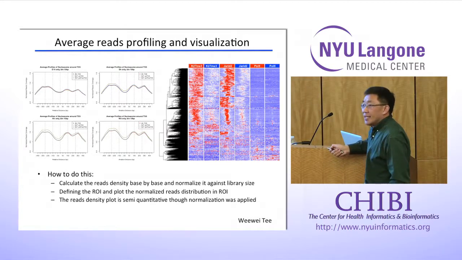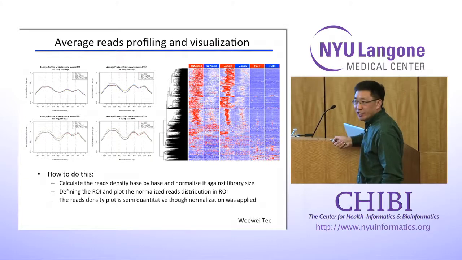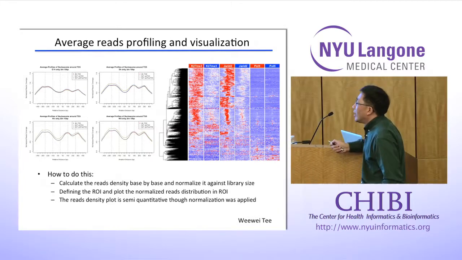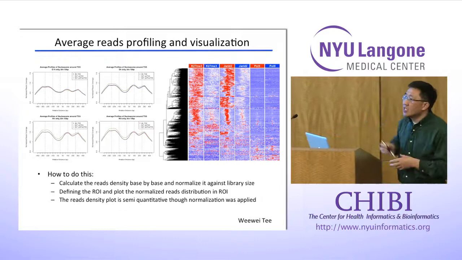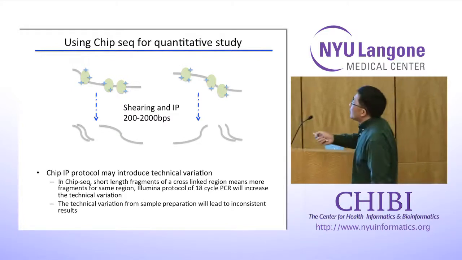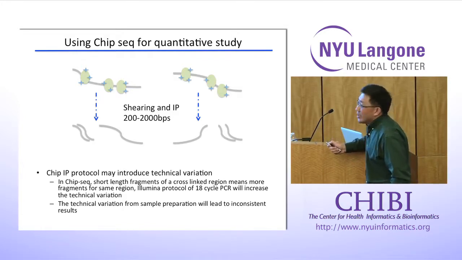But I need to point out that this type of plotting, raw reads plotting, is semi-quantitative, which means you can look at this data, but if you want to really believe the quantity difference between different samples, you need to do more, because variation is inherited from your sample preparation. Let's say you are preparing your ChIP samples with a shearing method. It will end up between 200 to 2,000 base pairs. But in different samples, for the same region, it can be longer or shorter DNA pieces.